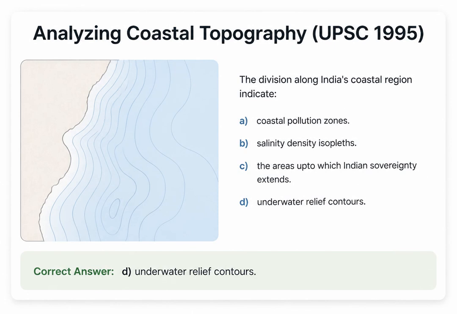Let us look at how this knowledge is tested. In a 1995 UPSC exam, students were given this map with lines drawn along the coastal region and asked what they indicate. The options were pollution zones, salinity isoplaths, sovereignty limits, or underwater relief contours. The correct answer is D, underwater relief contours. Let us break down exactly what that means.